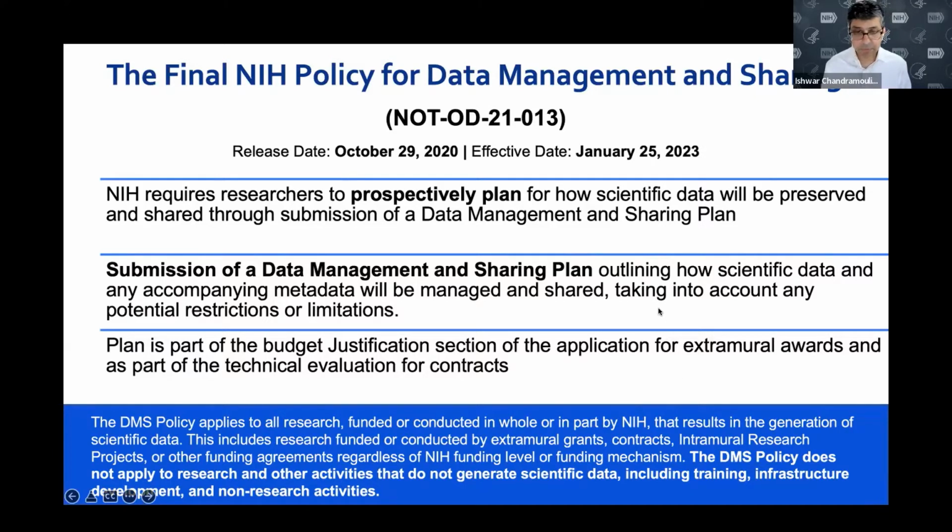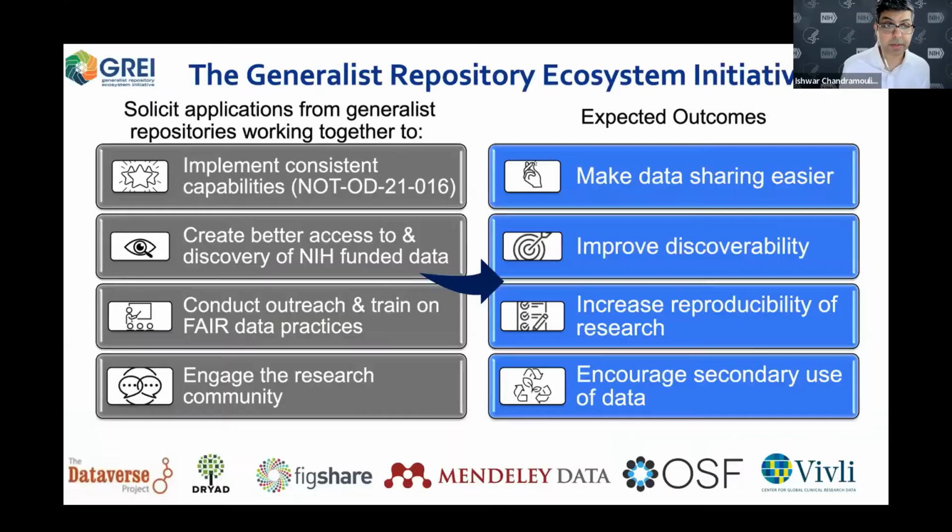And so without further ado, let me go a little bit more into the GRAY initiative itself. What we want the repositories to do is implement consistent capabilities that are captured in that notice, which addresses the desirable characteristics of repositories, and work with other generalist repositories to be able to create better access to discovery of NIH-funded data. We also want the generalist repository to conduct overall outreach and train folks on FAIR data practices and engage the research community in supporting the use cases that the generalist repositories fund.